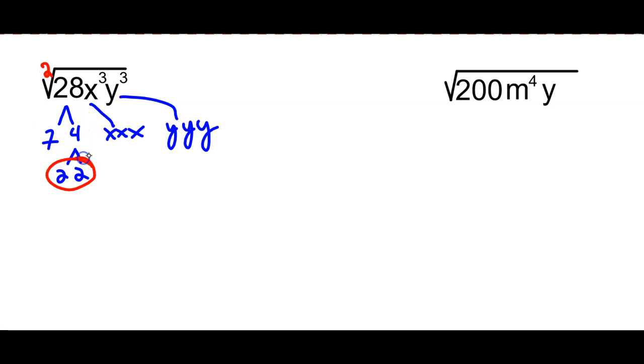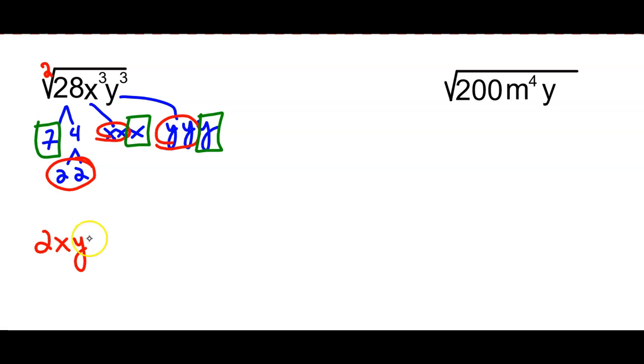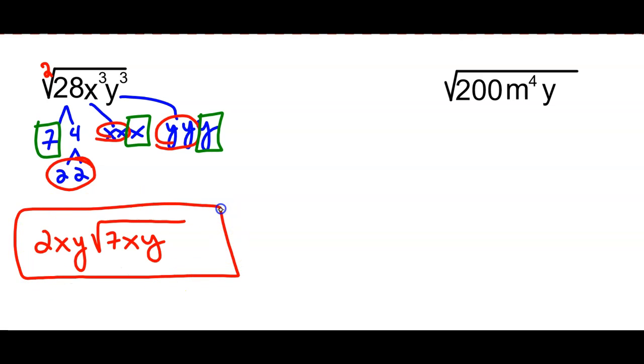So I've got a pair of 2's, so I pull out 1, 2. I've got a pair of x's right here, I pull out 1x. I've got a pair of y's right here, so I write down 1y. And then what's left over, a 7 times an x times a y, goes back underneath the radical. So it's still going to be square rooted, the 7, the x, and the y. And so that's my answer there. Pause the video and try out the next one here.